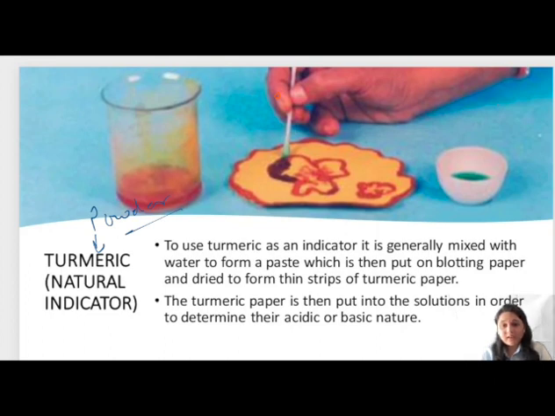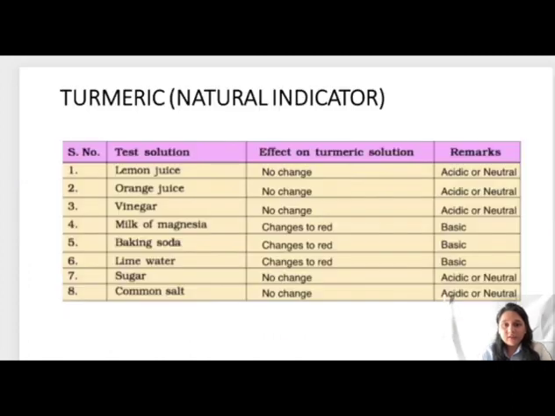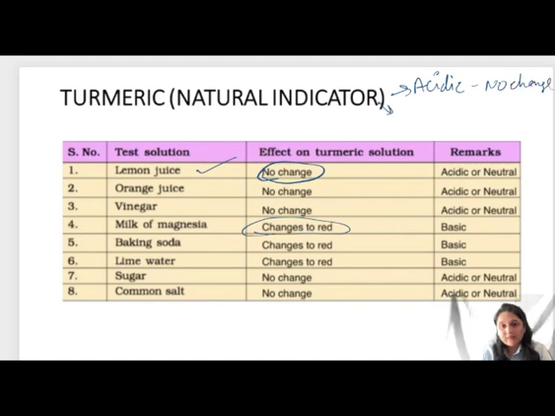If you put the turmeric paper in the solution in order to determine the acidic or basic nature, these are the results we get. If the solution is acidic, there will be no change. The paper will remain the same, yellow. But if the solution is basic, it will change to red. So if the solution is acidic, no change. If the solution is basic, we will get the color red there.